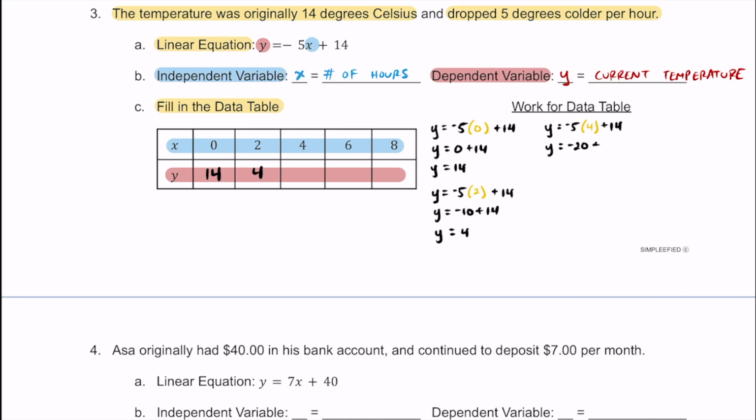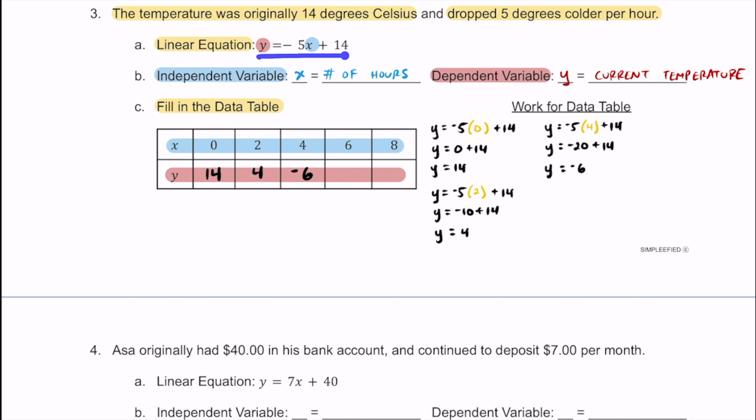So it's negative 20 plus 14. Negative 20 plus 14, you could just do 20 minus 14, which is 6, but it's going to be a negative 6 because negative 20 has greater absolute value than positive 14. So we have a temperature of negative 6 degrees when 4 hours go by.